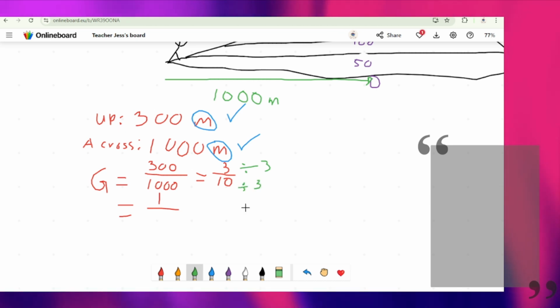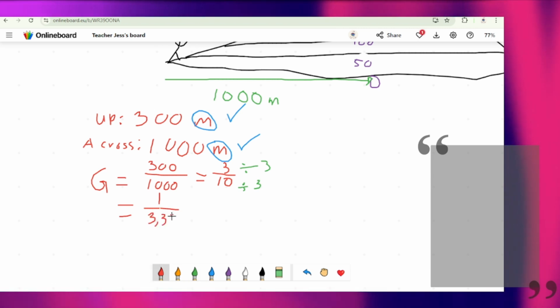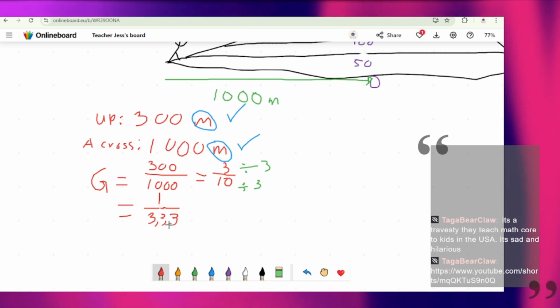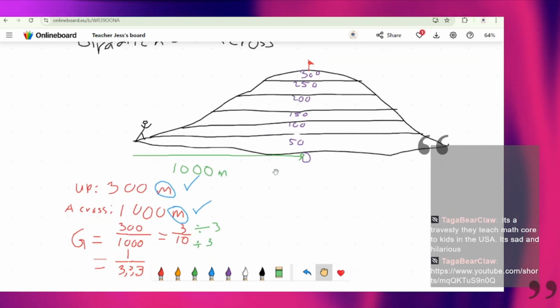It will give us a decimal, and that's fine. When it comes to gradients, decimals are perfectly fine. Okay, 3.33 recurring. We got this, we're happy. That is how we calculate gradients for this one. Let's try and make this a little bit more difficult.